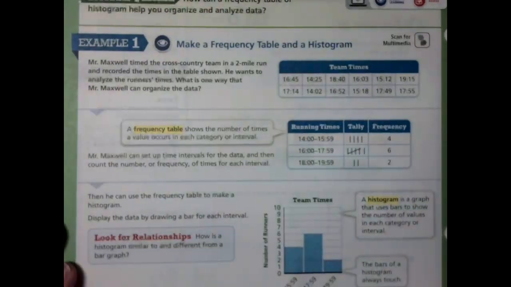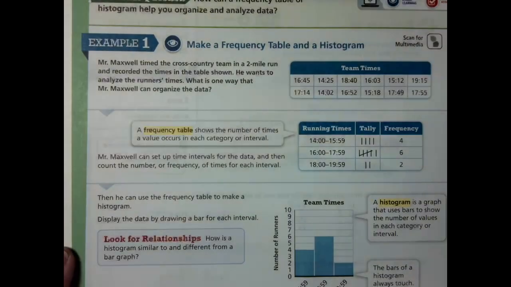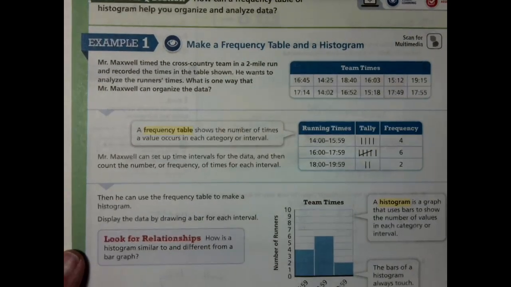Okay, turn your paper over. And let's get some definitions under our belt today. Mr. Maxwell timed the cross-country team in a 2-mile run and recorded the times in the table. He wants to analyze the runners' times. What is one way that Mr. Maxwell can organize the data?